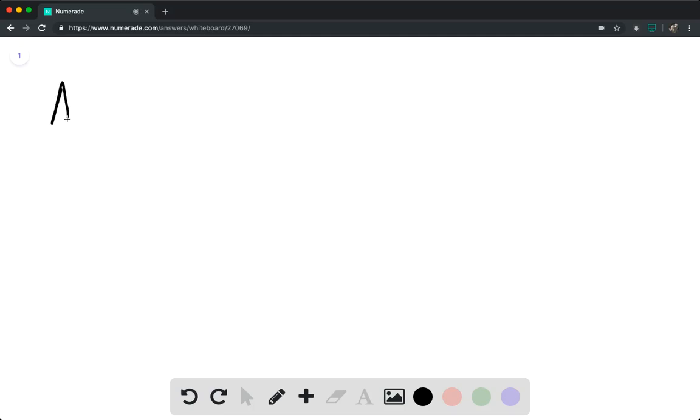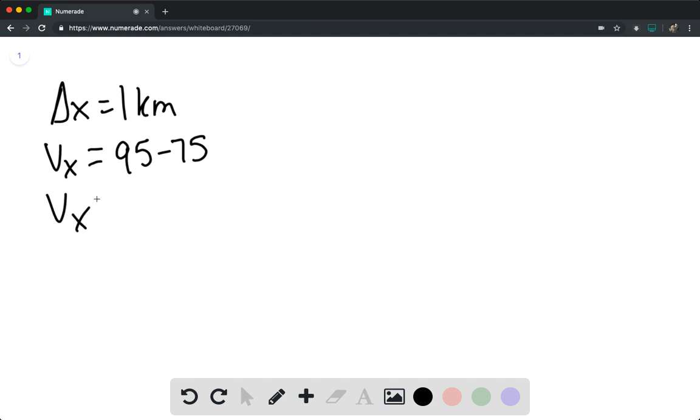So we have delta x equaling 1 kilometer, so a 1 kilometer train. And then Vx here is going to be 95 minus 75. So this is the train, and then this is the car. So this Vx would simply be equal to 20 kilometers per hour. That is the speed of the car relative to the train.